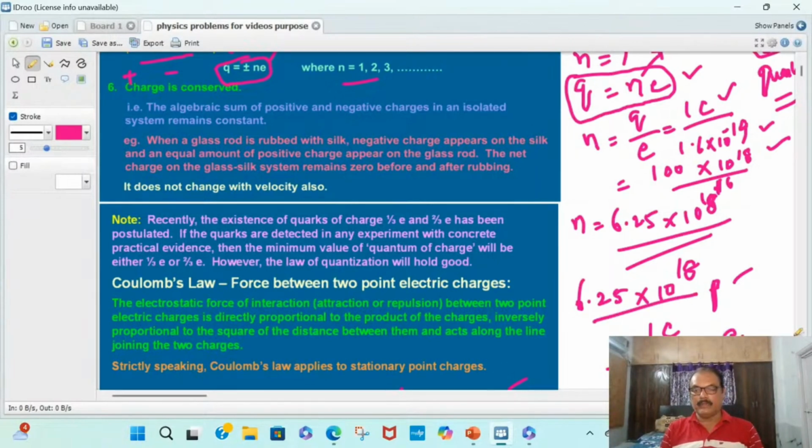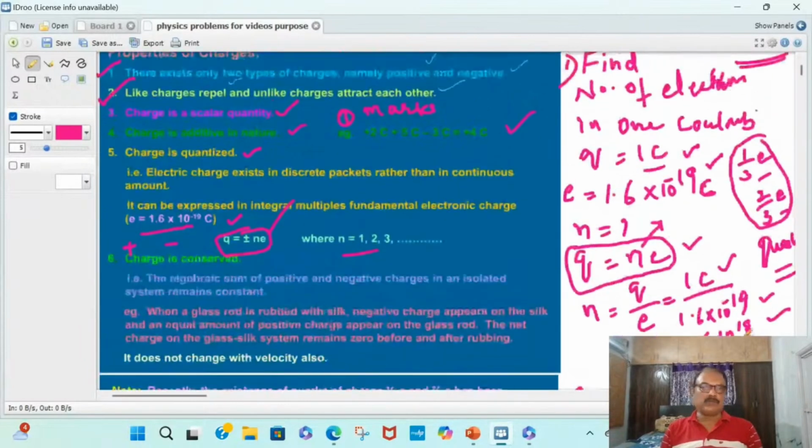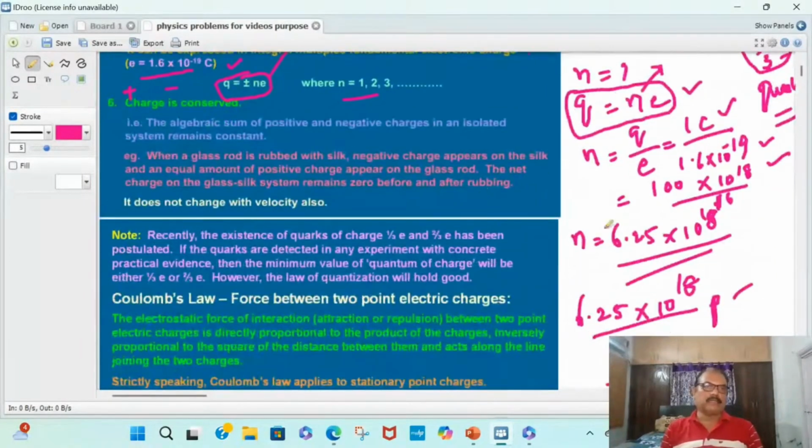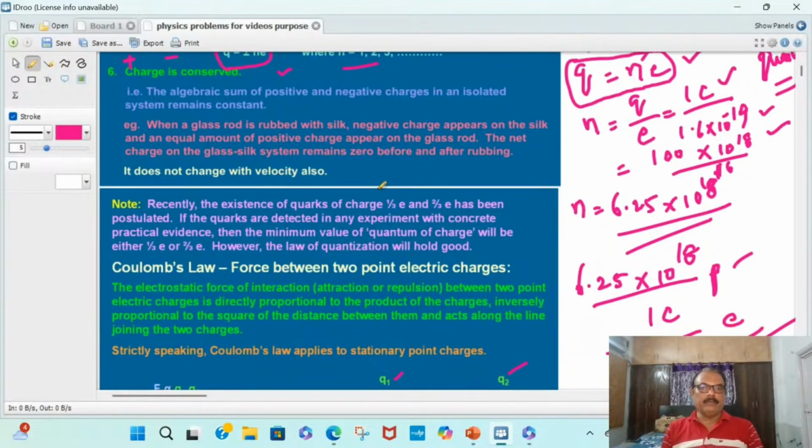So try to remember this. This is a general question that is going to come. So next, charge is conserved, which I already told you. Charge can neither be created nor be destroyed. It can be transferred from one body to another body. The total charge in the universe remains the same.